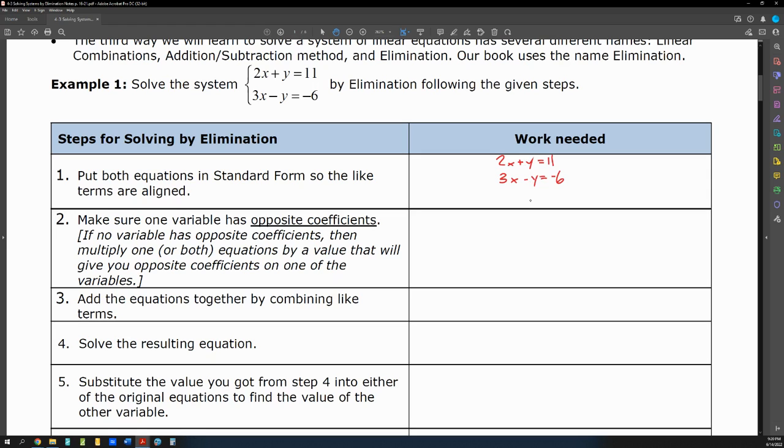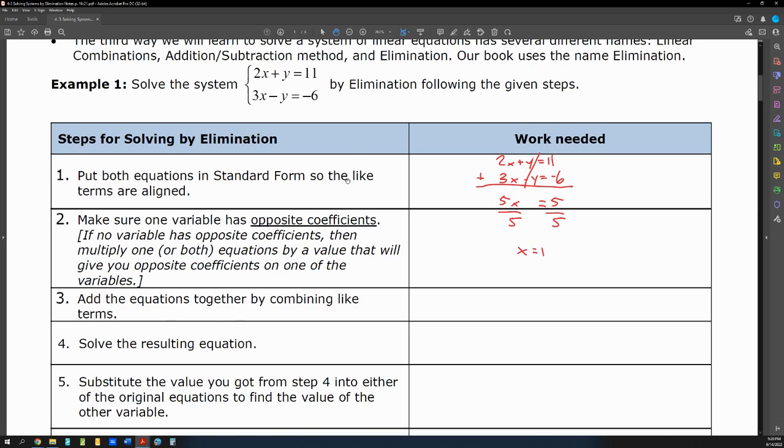Step 3 is just to add the equations together, combining like terms. So when we add these up, well, 2x plus 3x is equal to 5x. Y plus negative y cancels out, and that's what we want. Those terms get eliminated, and that's in fact how this method gets its name. And then bring down your equal sign, and 11 plus negative 6 is equal to positive 5. Okay? Step 4, solve the resulting equation. So to solve for x, we're going to divide both sides by 5, and we get x is equal to 1.